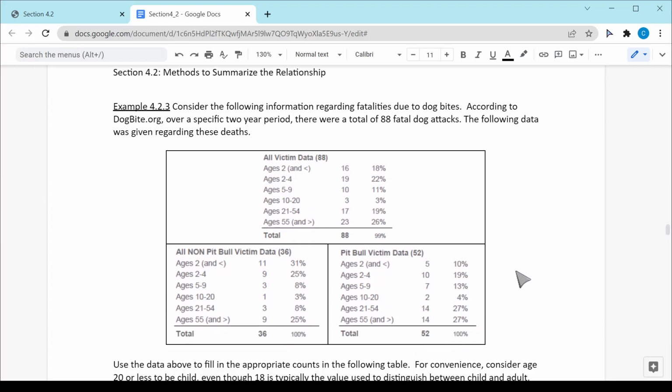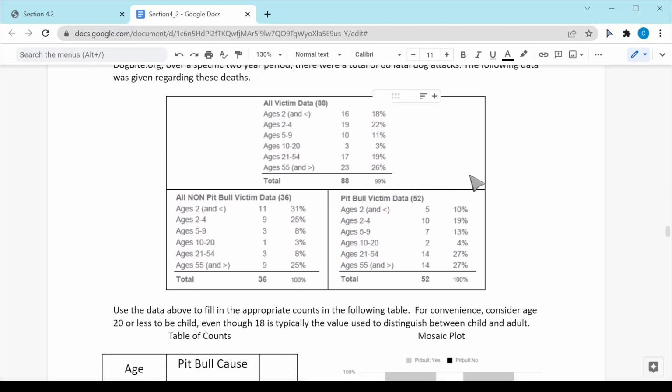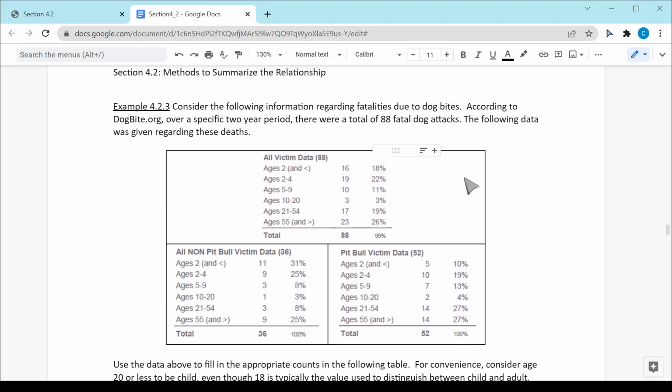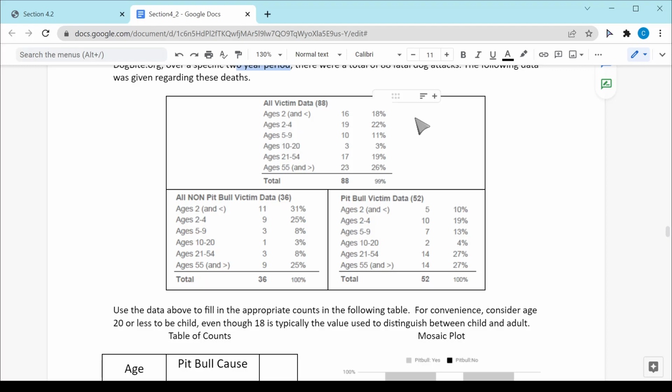This example is about people that have been killed by dogs in the United States. I believe this was over a 2 or 3 year period, if I remember right. I don't think it was for just one, yeah, over a 2-year period here. Okay, so this is the data that was presented in the report, and we need to take this data and put it into a format that we're comfortable with or that we would use to create these plots.